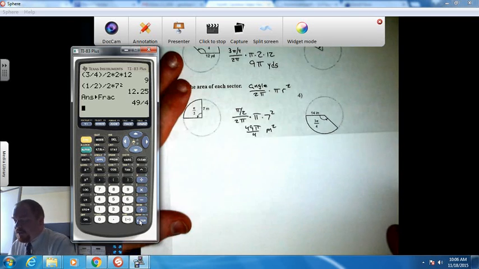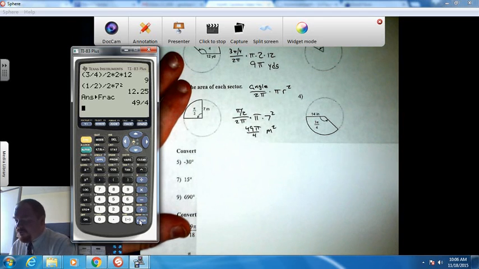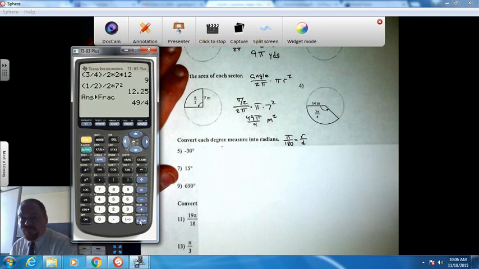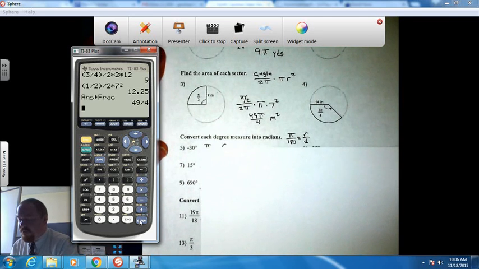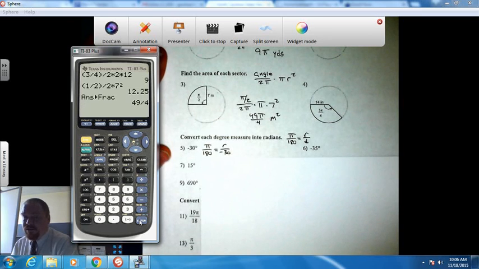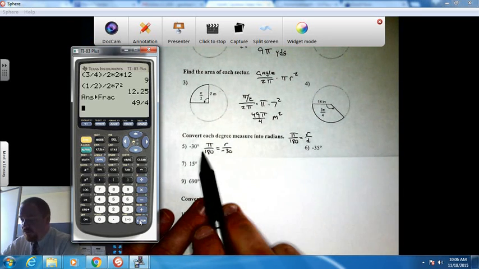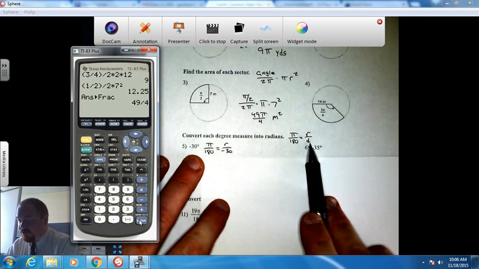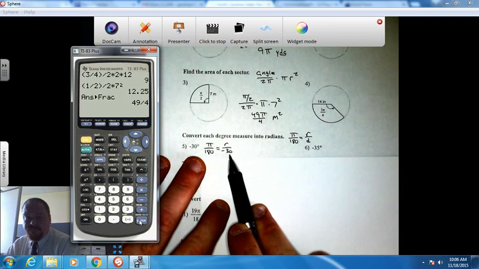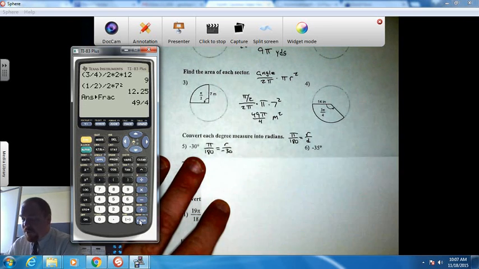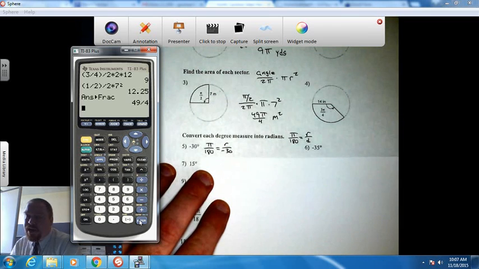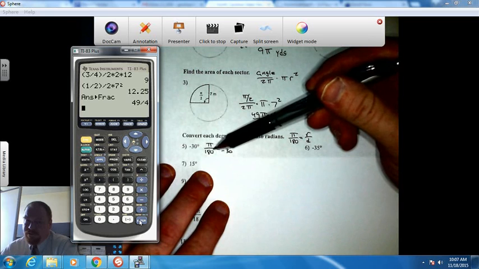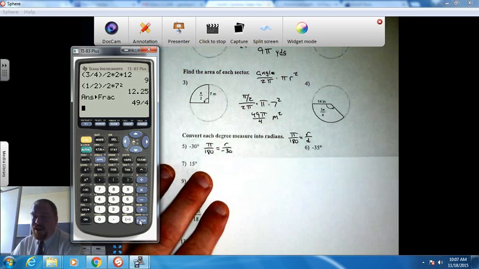The next two sections, they just want us to convert from degrees to radians. So there's my formula. Now again, to save a little bit of time, I've pre-completed the formula. Since these are degrees, I'm just going to plug that in for d. And now I'm just going to cross multiply and divide, knowing that my answer will likely have pi in it. So negative 30 times pi, then divided by 180.